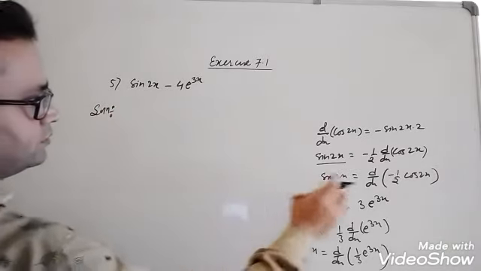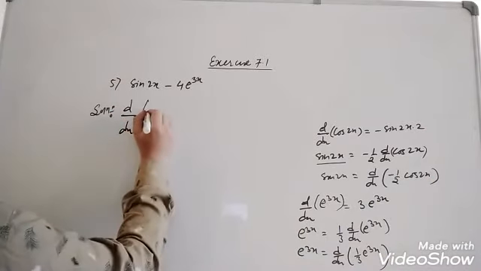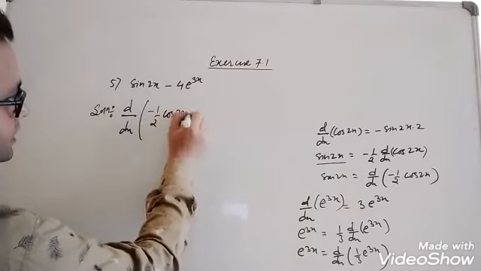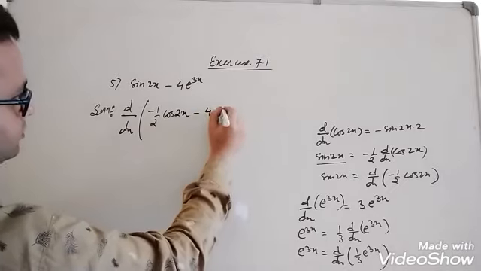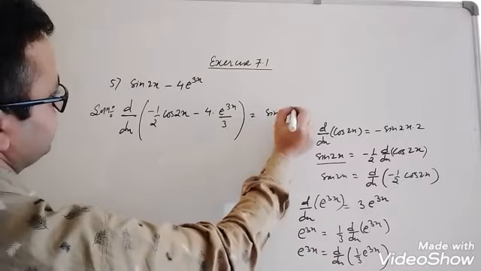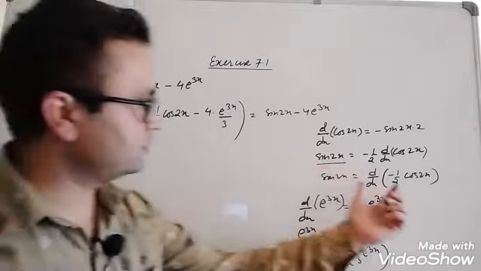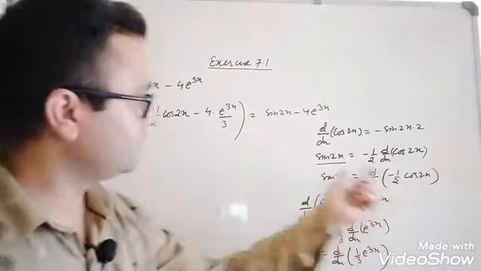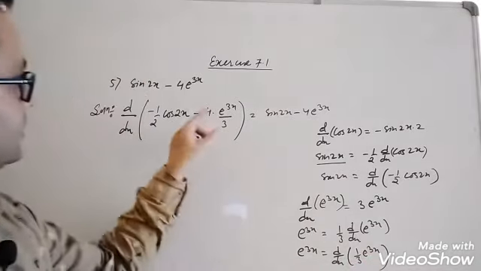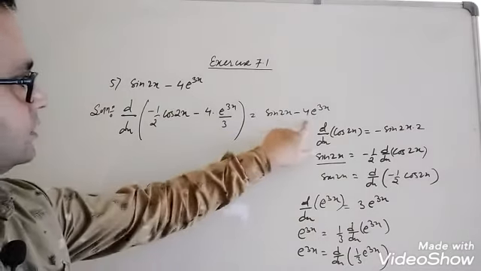first, what to do? Now the differentiation of minus 1 by 2 cos 2x minus 4 into e to the power 3x by 3 equals sin 2x minus 4 e to the power 3x. I have done this individually here. This individual part, sin 2x, is this. If we differentiate this, we get sin 2x. If we differentiate this, we get this.